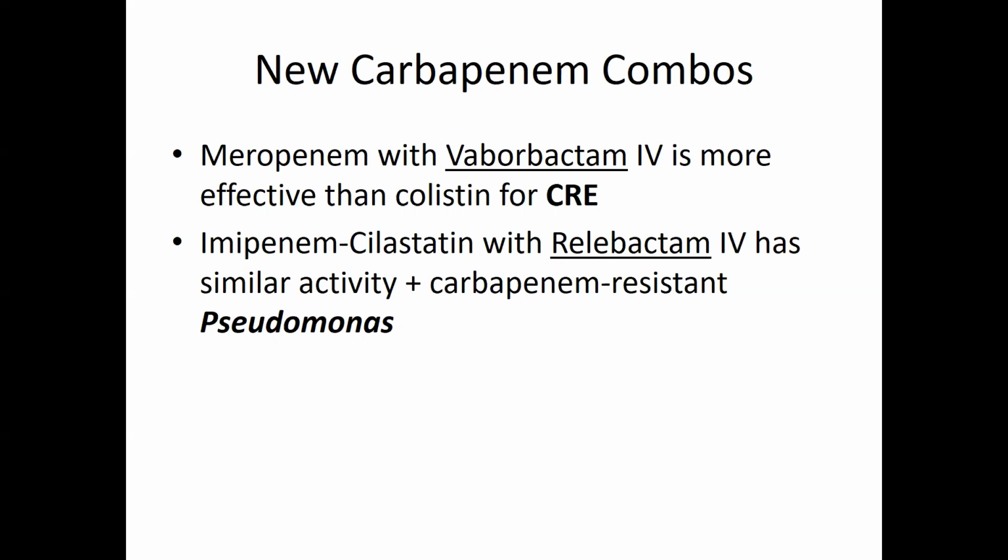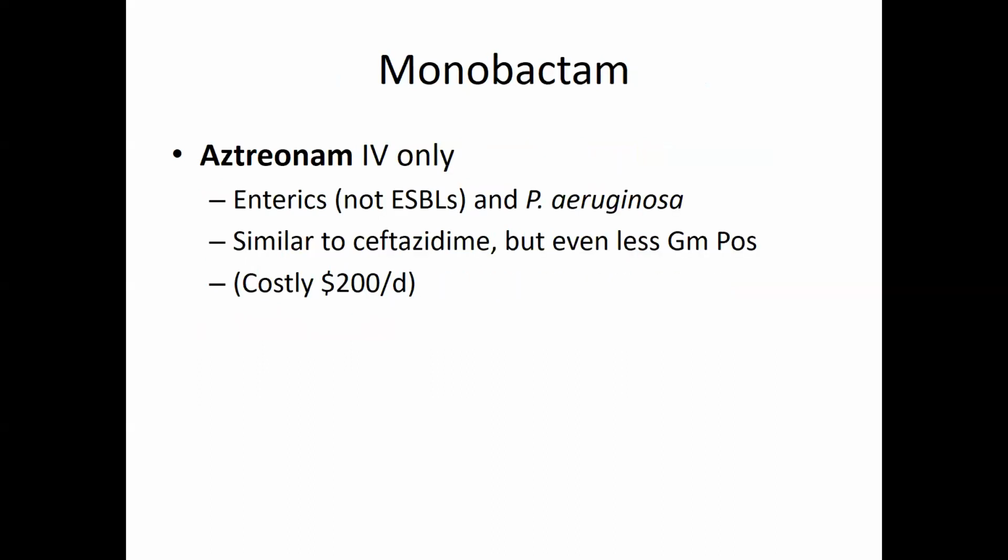Relebactam is the newest agent in this class that's paired with imipenem, cilastatin. Cilastatin was with the regular imipenem as well to help prevent it from being broken down by the kidneys. Similar activity for enterics. Its claim to fame may be that it's a little bit more active for Pseudomonas against carbapenem-resistant strains. Still too new to really know how well that's going to play out in practice. But just remember that these combos are good for CRE, I think, is the first thing you need to know.